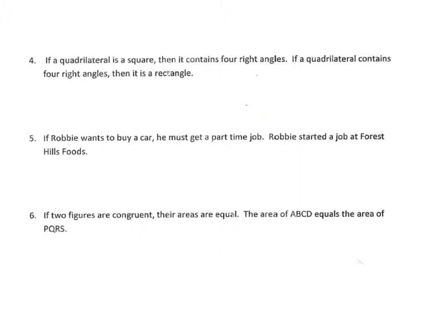Okay, next, if a quadrilateral is a square, that's P, then it contains 4 right angles. That's Q. If a quadrilateral contains 4 right angles, okay, we already have that it contains 4 right angles, so we're going to call that Q, then it is a rectangle. Haven't seen anything about a rectangle yet, so we're going to call that R. So we have P implies Q in the first sentence.